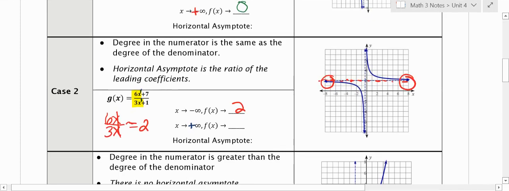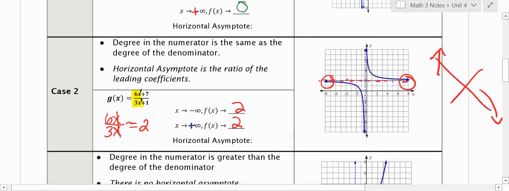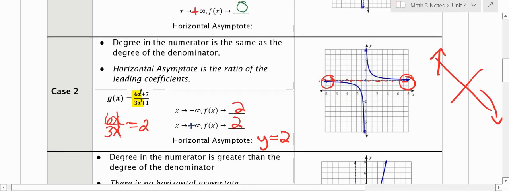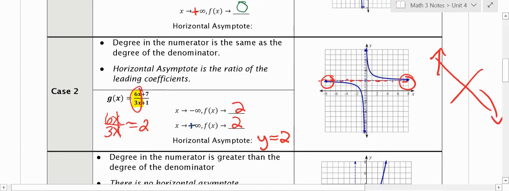And same thing when I go to the right. So notice it's not going up or down. There's no going up. There's no going down, right? It's getting horizontal and getting really close to that 2. And so our horizontal asymptote would be y equals 2. But again, if you just take a ratio of the coefficients, that would be your answer.